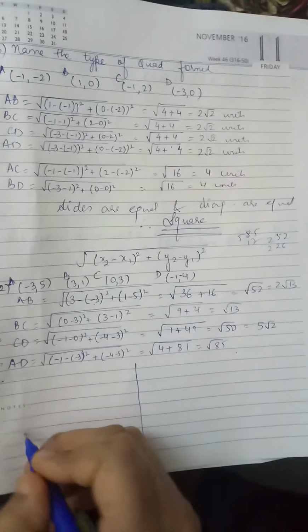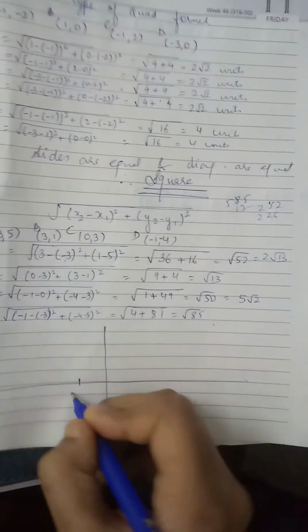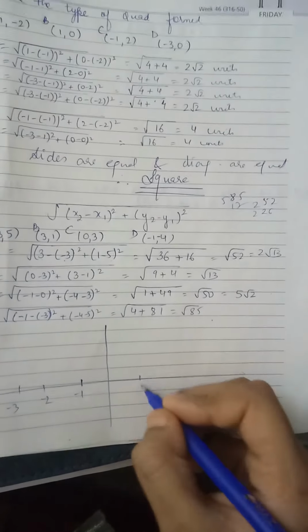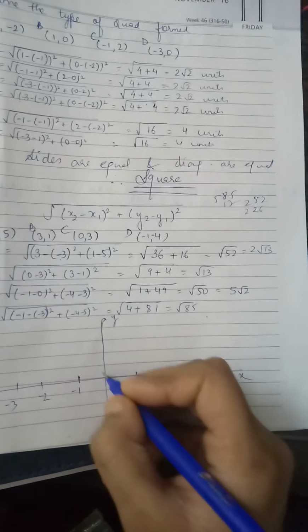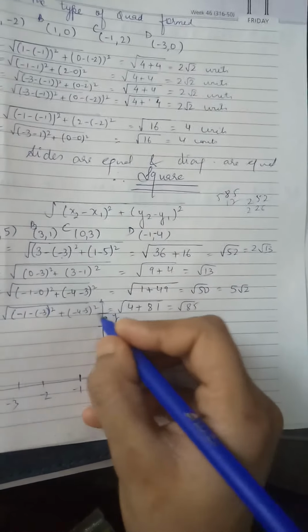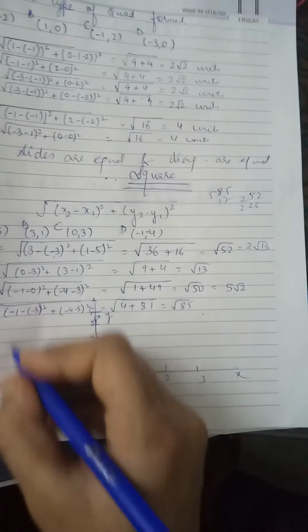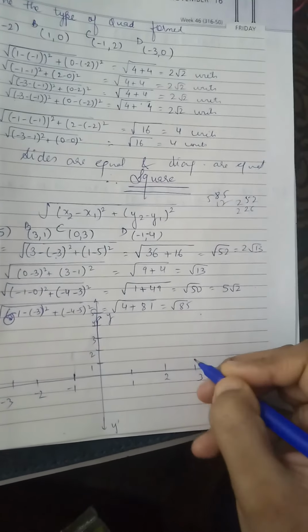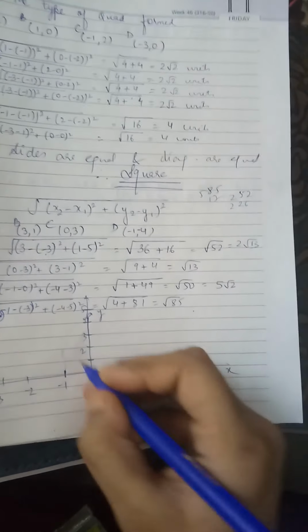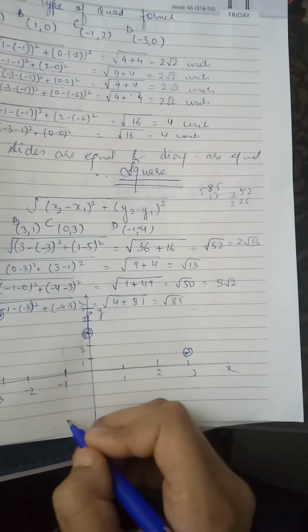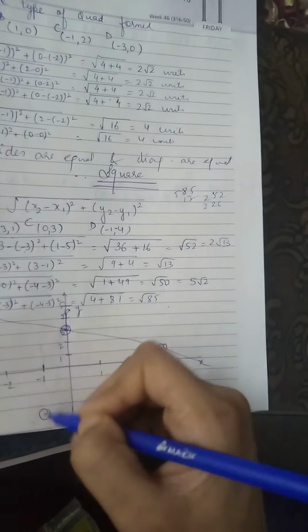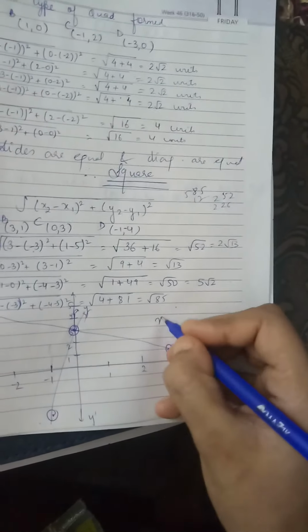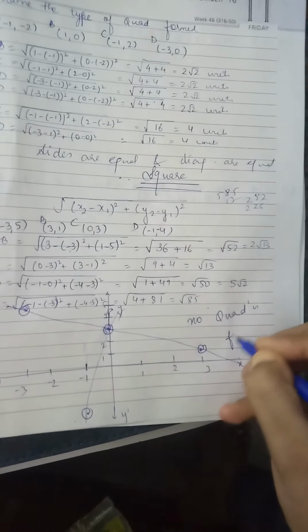So let me plot on the coordinate axis. Minus 1, minus 2, minus 3, 1, 2, 3, x dash, y and y dash. So 1, 2, 3, 4, 5. Minus 3, 5 will be here, 3, 1 will be here, 0, 3 will be here, and minus 1, minus 4 will be here. So you can check, this is not forming any type of quadrilateral. These are some intersecting lines, so no quadrilateral is formed.